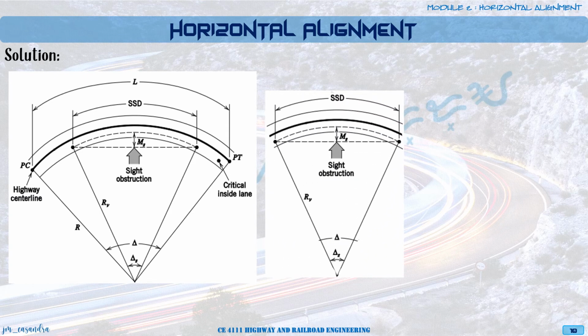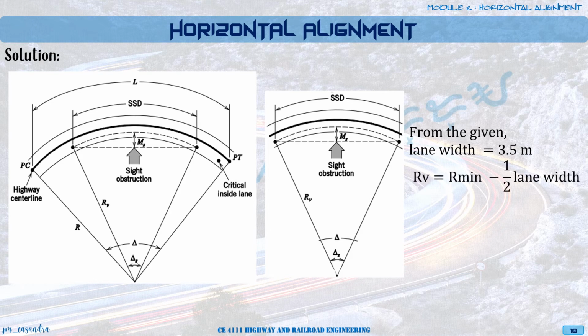Okay, so now consider this area only. For our solution, we could solve now for RV simply as the difference between our R mean and 1/2 of the lane width. And the lane width is 3.5 meters. So from here, we now have RV is equal to 158.25 meters. So ito yung gagamitin nating value for our equations. Okay?